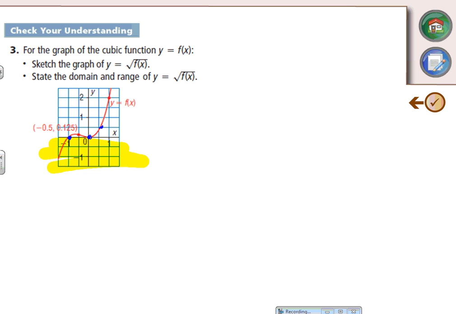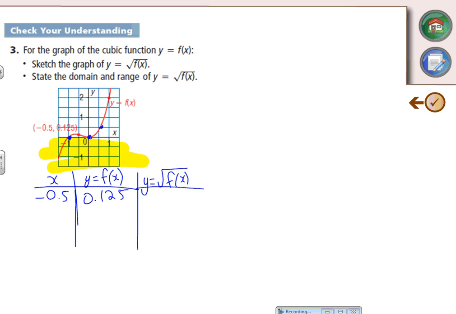They're giving us this one, which is -0.5, 0.125, x, y equals f of x. And we're going to do y equals the square root of f of x. At -0.5, we got 0.125. Taking the square root of 0.125, we know if the original was between 0 and 1, it's going to be a larger number, and it is 0.35. So it's above. So we can go up and back down to 0. Then from there, we're going up, again between 0 and 1, it's above the line.